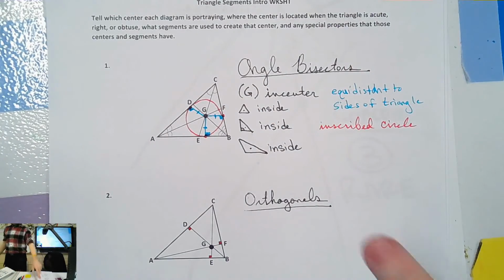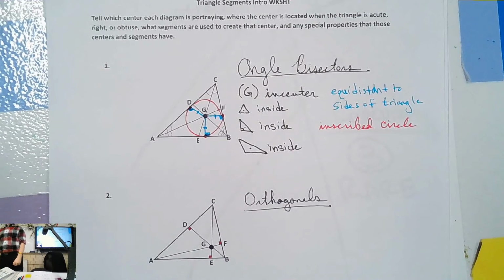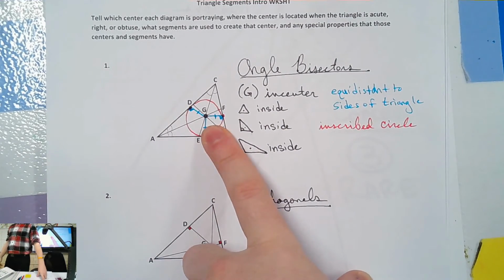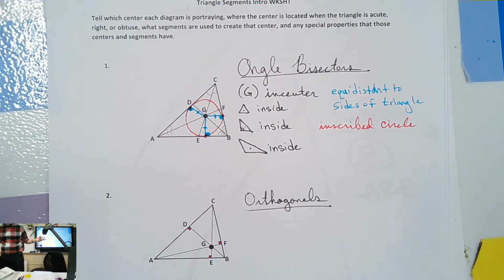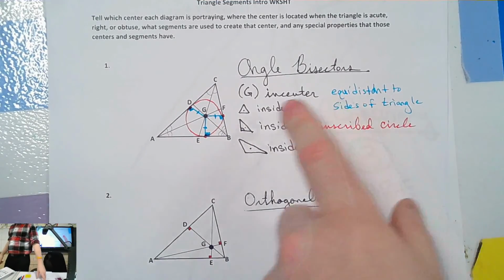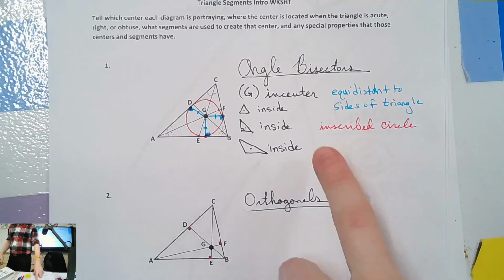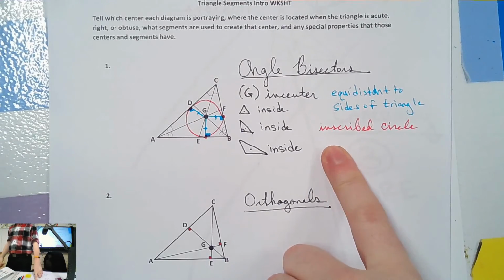We call that center the in-center. It's always inside the triangle. Well, duh, right? The circle's always going to be inside the triangle, so of course the center's always inside, right? It's equidistant to the sides of the triangle, and it makes an inscribed circle. Remember, scribe means to write, in means inside. This is one of the hardest ones to remember, okay? It's got the most information.